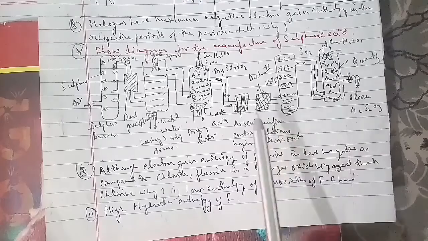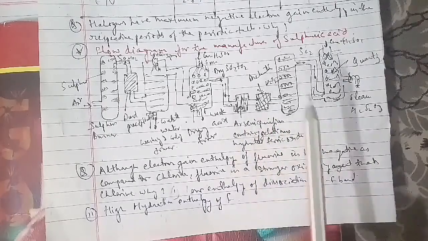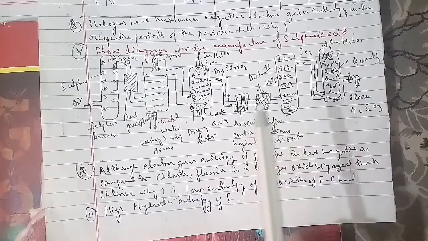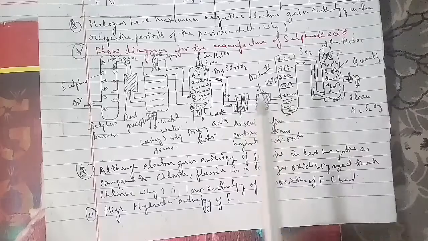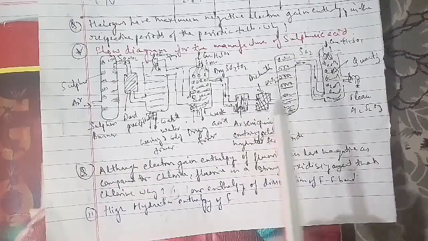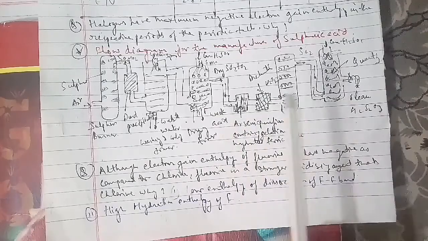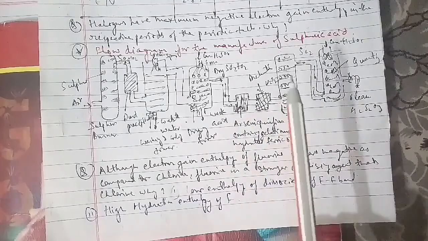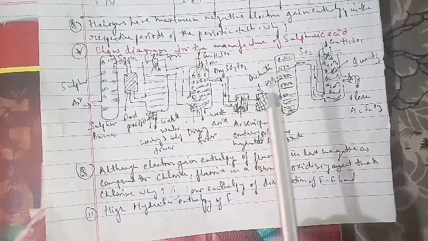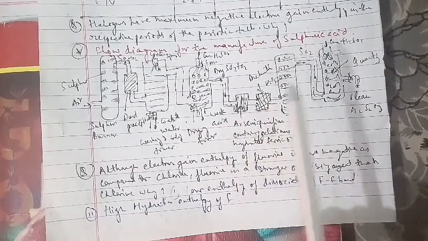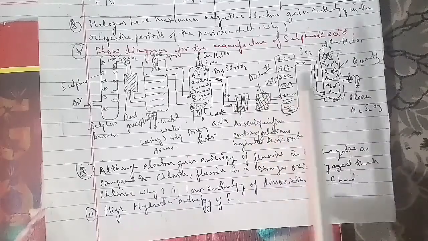Now we'll talk about the group 17 elements, which we have not completed yet. After completing that, we will soon discuss group 17 as well as group 18 in detail. Now we will be ending here, and that is also an important one.